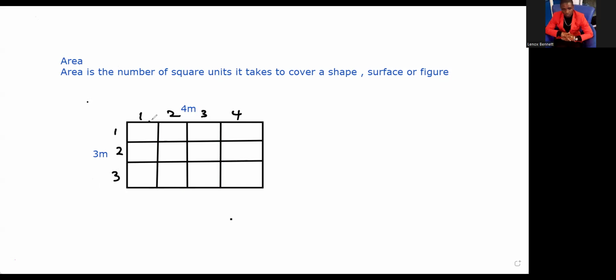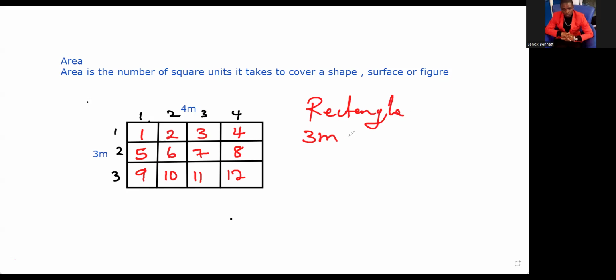All right. So let's count how many in all. Could change the color. Because we're not boring, right? So 1, 2, a joke, yeah? So boring. 5, 6, 7, 8, 9, 10, 11, 12. So therefore, a rectangle 3 meters by 4 meters is going to give us a total of 12 square meters.